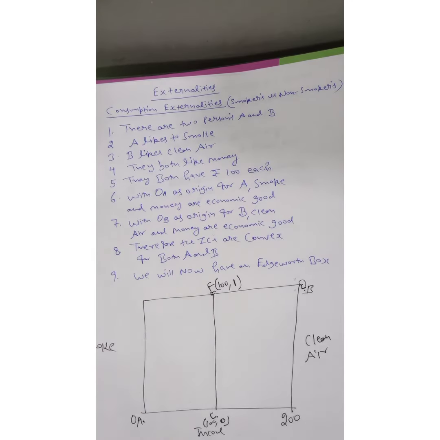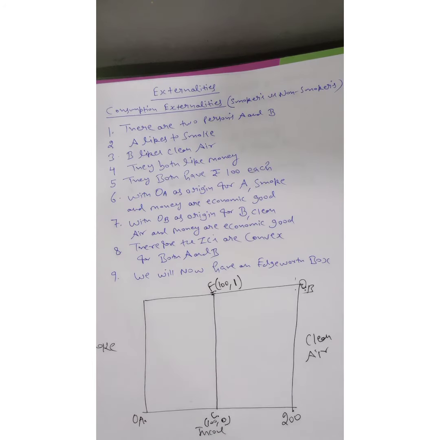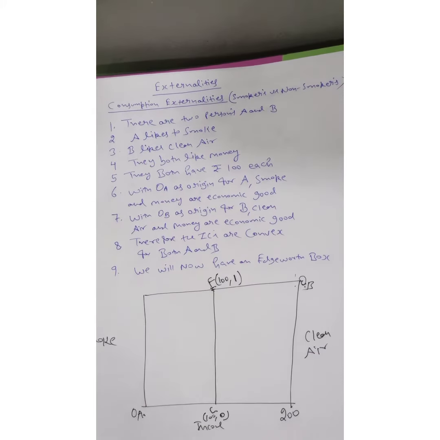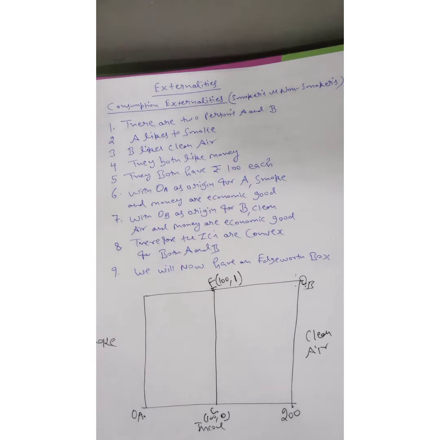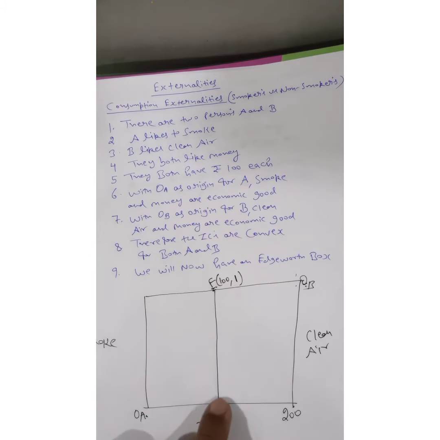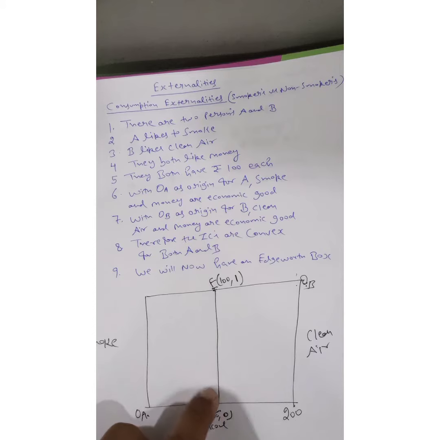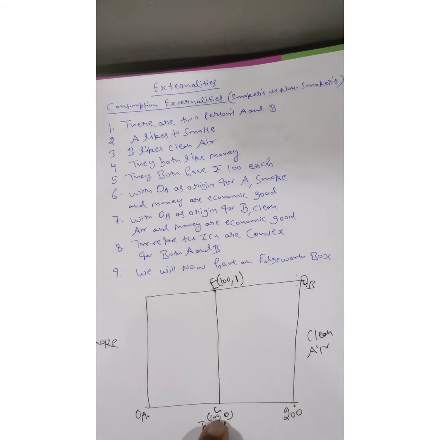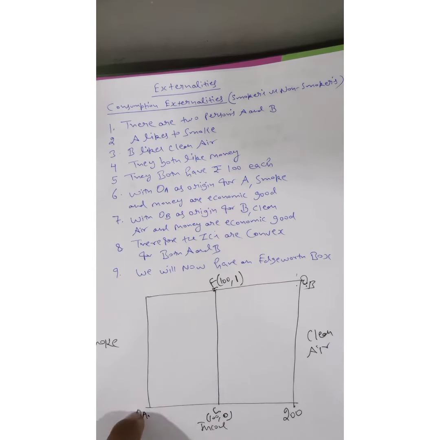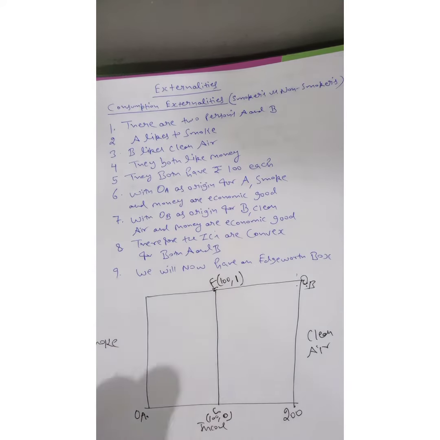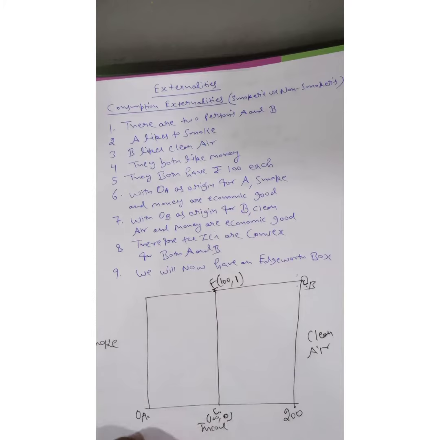Let me repeat for you. They both have 100 rupees, total becomes 200, right? This is smoking. So if smoking increases, clean air falls. If clean air increases, smoking falls, because it has to be consumed by both. Now, this is point C. If A starts from point C, he'll be having 100 bucks and 0 smoking, right? But if you look at point F, again from the point of view of A, he will be having 100 bucks and full smoking, right.